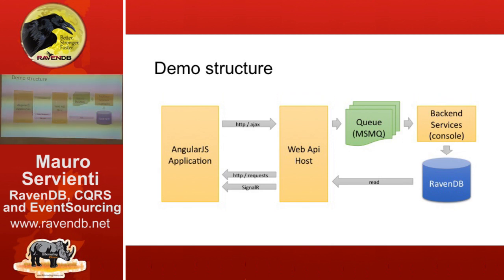So the web API host simply passes through requests on the queue. And on the other side, there is a backend service that in this case is a console application that dequeues requests from the queue, does stuff on the server. Basically, in this case, updates or stores data using the client API of RavenDB, and sends back events on the queue, telling the front end that the back end has done its job. And the back end now can move on because events are pushed to the AngularJS client application via SignalR.